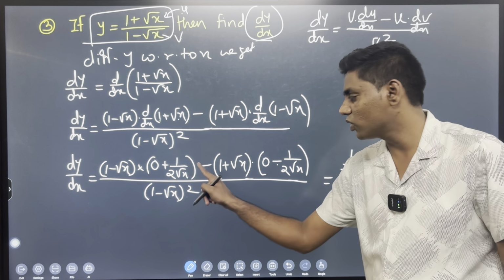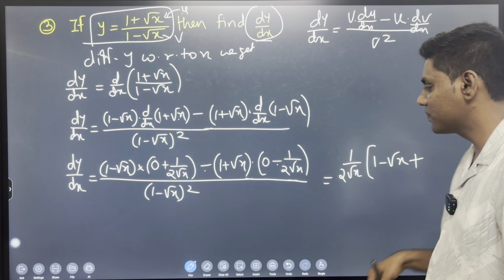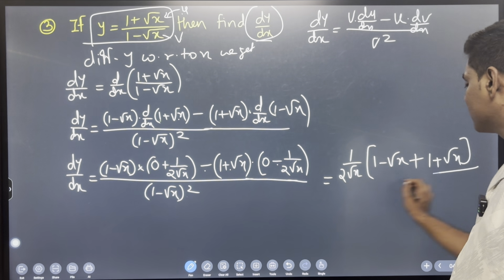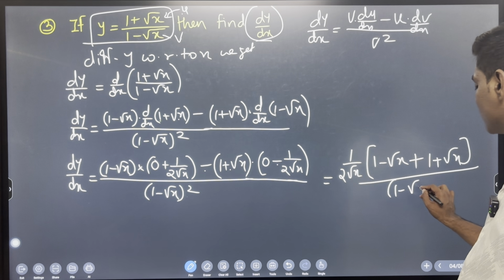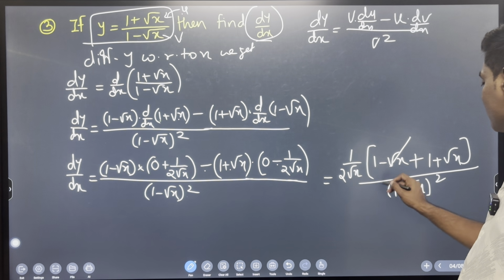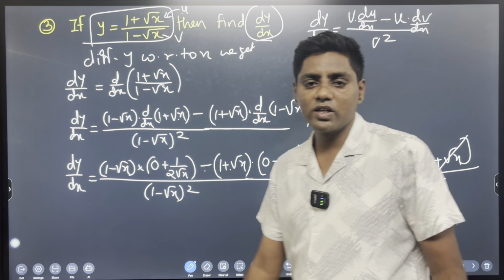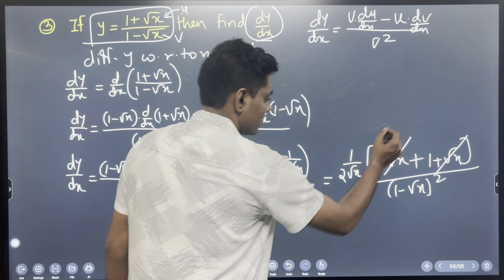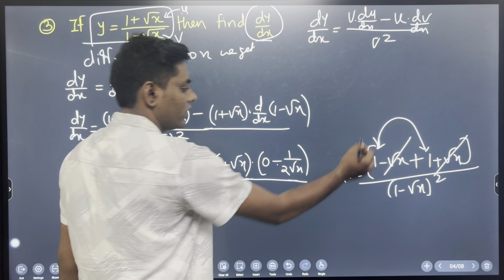So what is the product of minus and minus? That is plus, and what is remaining next? Bracket 1 plus root of x bracket complete at the denominator 1 minus under root of x bracket square. So now here we clearly observe that minus root x and plus root x both get cancelled. What is remaining here? That is 1 and 1, that is 1 plus 1 equal to 2.